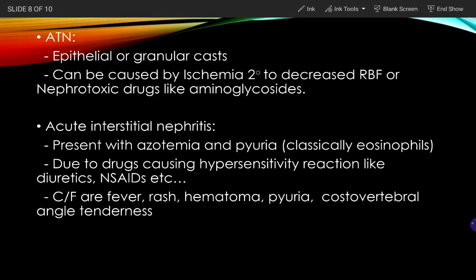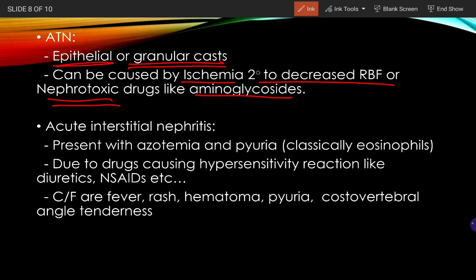Now moving on to two important conditions which include the intrarenal cause. The first one is acute tubular necrosis. In acute tubular necrosis, as I already told you, due to the necrotic debris, you will find epithelial or granular casts inside your tubule. This can be caused by ischemia secondary to decrease in renal blood flow, or it can also be due to nephrotoxic drugs like aminoglycosides which damage the tubules.